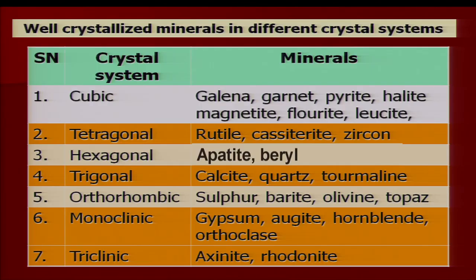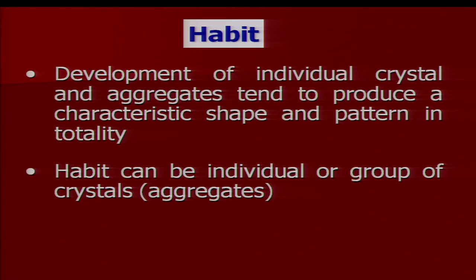So, depending upon the crystal systems, we have classified minerals into different categories. There are 7 categories, and I have discussed examples of minerals which crystallize in the 7 crystal systems. Now, I will discuss another important property which is called habit.